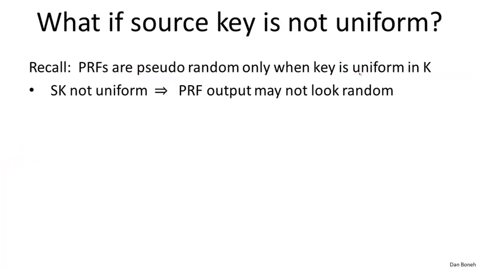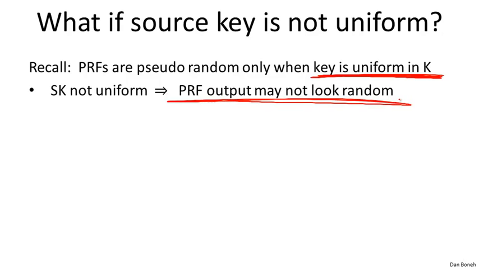The next question is, what do we do if the source key actually isn't uniform? Well, now we've got a problem. If the source key is not a uniform key for the pseudorandom function, then we can no longer assume that the output of the pseudorandom function is indistinguishable from random. In fact, if we just use the KDF that we just described, then the output might not look random to the adversary, and then he might be able to anticipate some of the session keys that we'll be using and thereby break the session.